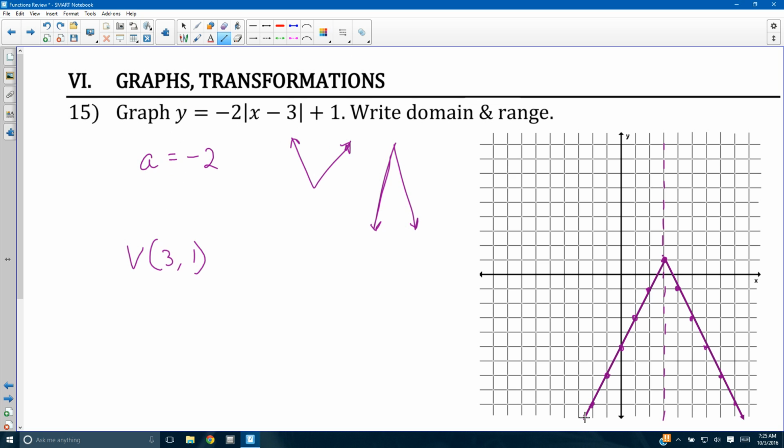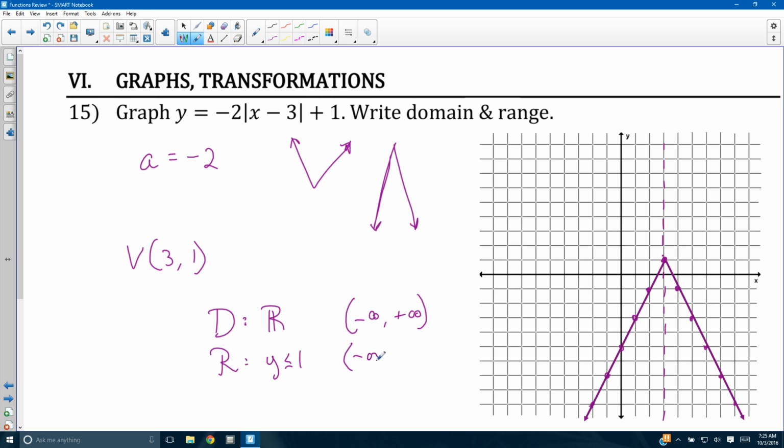V-shape, downward, more stretched than just a stretch factor of 1. Domain. You can either put all real numbers or use interval notation. It'd go from negative infinity to positive infinity. There are no issues there. Range. What's the highest this thing goes? You can see it from the graph. The highest it goes is 1, and it only goes downward from there. y can be less than or equal to positive 1. Or you may put it goes all the way from negative infinity, as low as that, up to positive 1, including positive 1. I'll put or to state I can do one or the other.